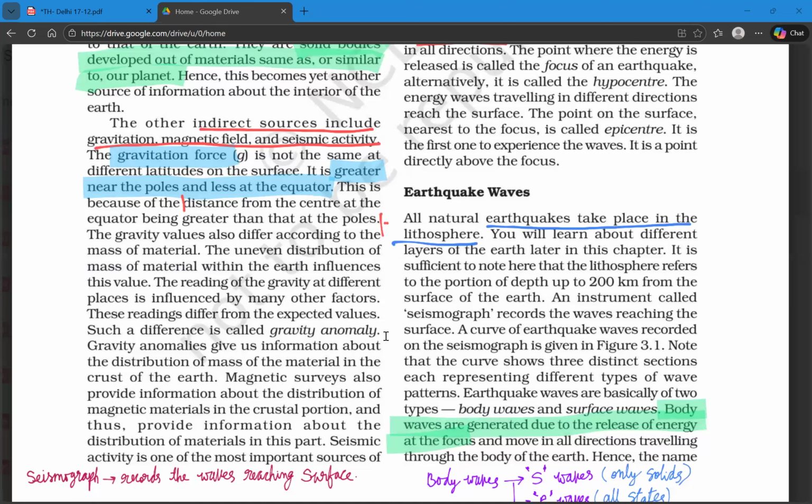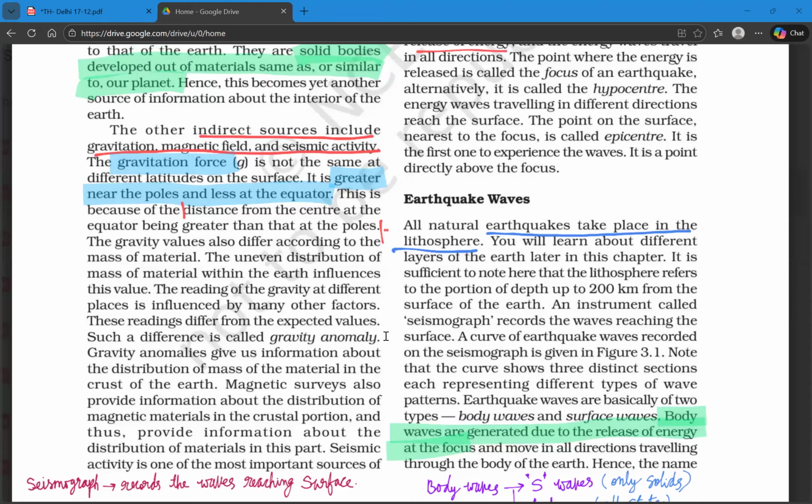So what is a gravity anomaly? The difference between the expected value of gravity to the actual gravity value is called gravity anomaly. Gravity anomalies give us information about the distribution of mass of the material in the earth crust. So what is the use of gravity anomaly? It gives information about distribution of mass of material in the earth's crust. Magnetic surveys also provide information about the distribution of magnetic materials in the crustal portion and thus provide information about the distribution of materials in this part.